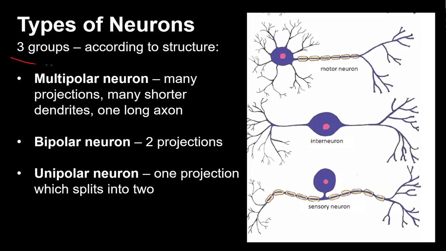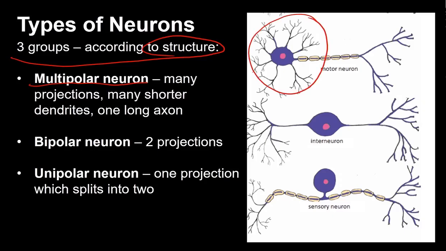There are 3 different types of neurons, and they can be divided according to their structure, in other words, what they look like. The most common type of neuron is the multipolar neuron, multi meaning many, that's many projections, and you can see there, that's the cell body with its many projections. Most of them are dendrites, but one of them is a long axon to transmit the impulses.